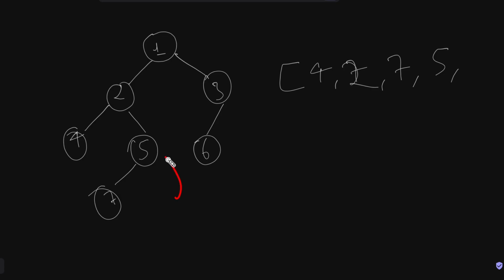So nothing will happen. I will go back to the 5, correct? Nothing will be printed. And then I will go back to the 2, right? Now we have already printed 2 earlier, so we will not be printing it again. And now I will go to the 1, correct?